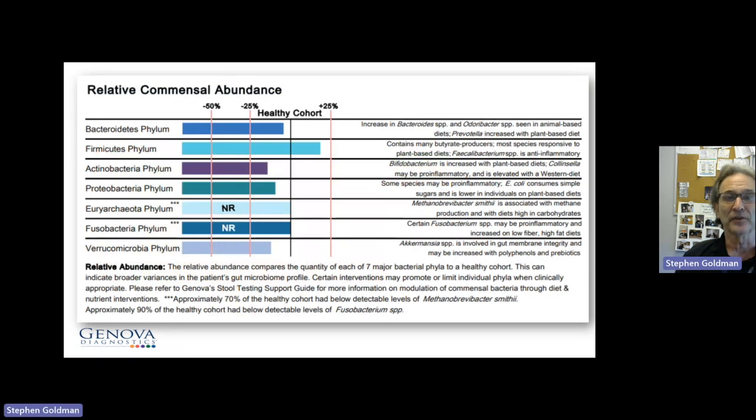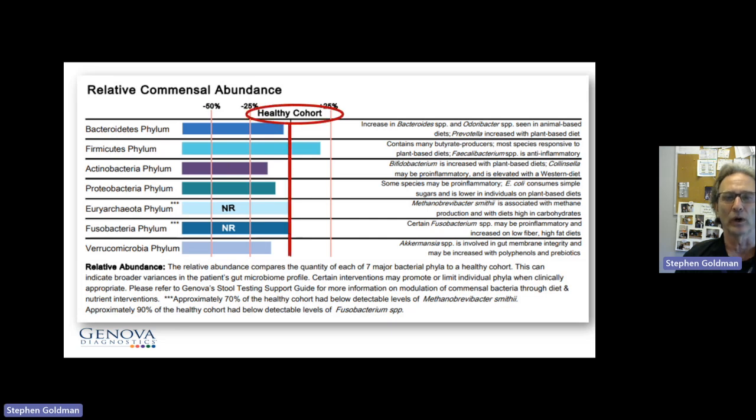And then finally, in terms of the data analysis, the relative commensal abundance. Remember, the first thing we did was compare the sum of all the bacteria on page 5 against your patient. And that was the overall commensal abundance. Here we're going to be more specific and break it down.